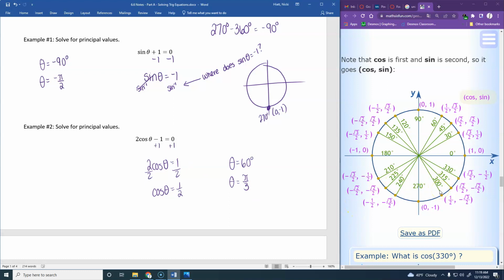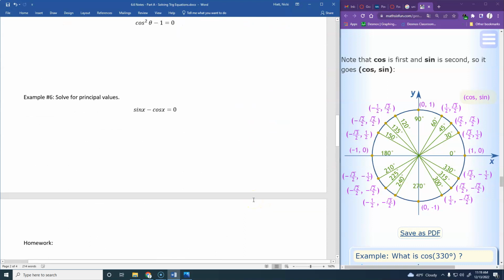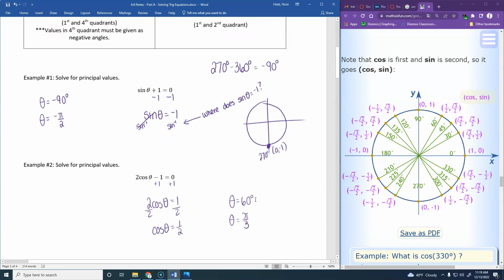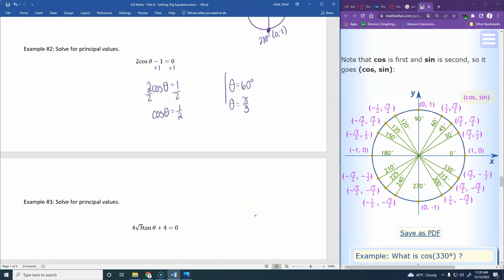We are going to see some questions. I don't know if it does it today. I think today I'm just doing principal values. We're going to see some questions tomorrow where they don't ask you for principal values. They basically ask you for the whole unit circle. And if that's the case, you would put 60 degrees and 300 degrees as answers. But for these today, we're just doing principal values. So we get these 2 answers right here.